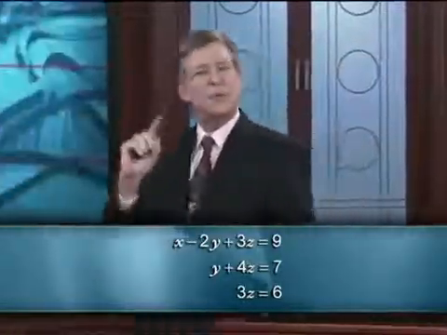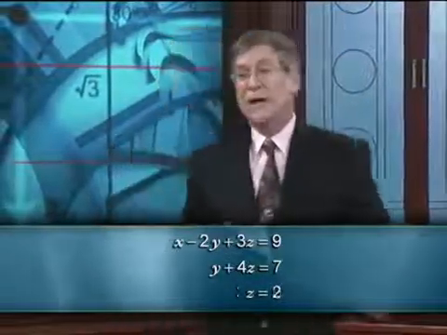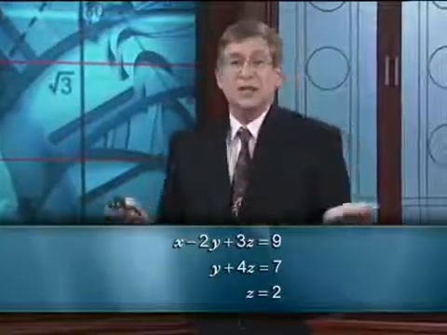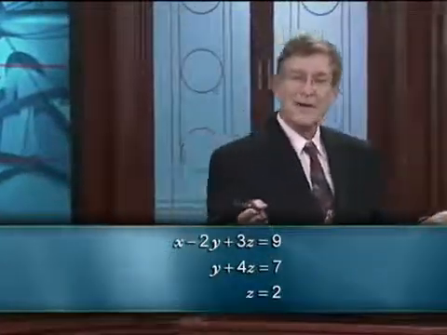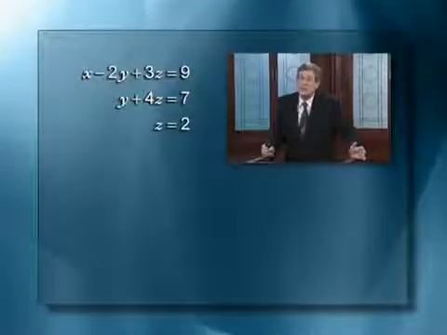Now we can do one more simplification. We can divide the third equation by 3, and then we immediately know what z is. Z is 2. Okay, and given the value of z, you can now work your way back up. This is often called back substitution.